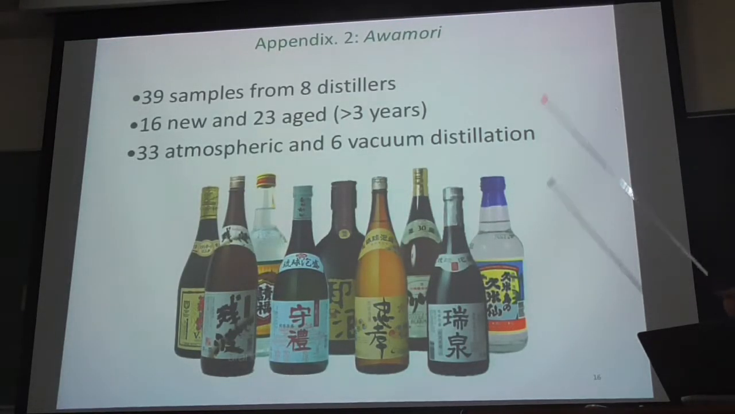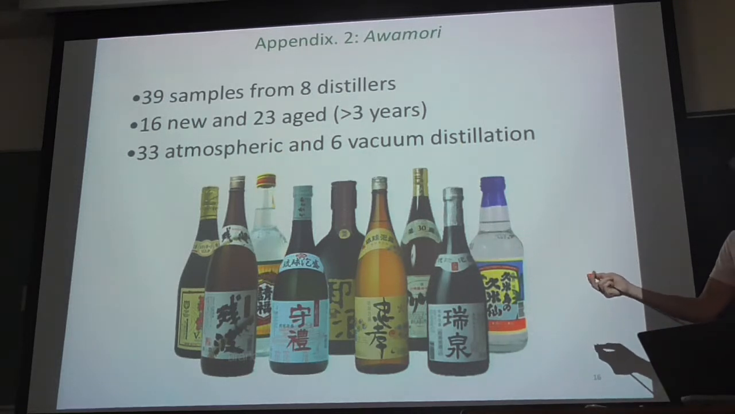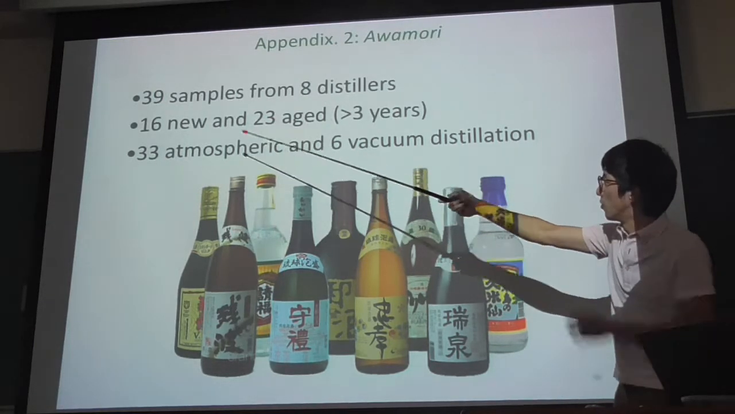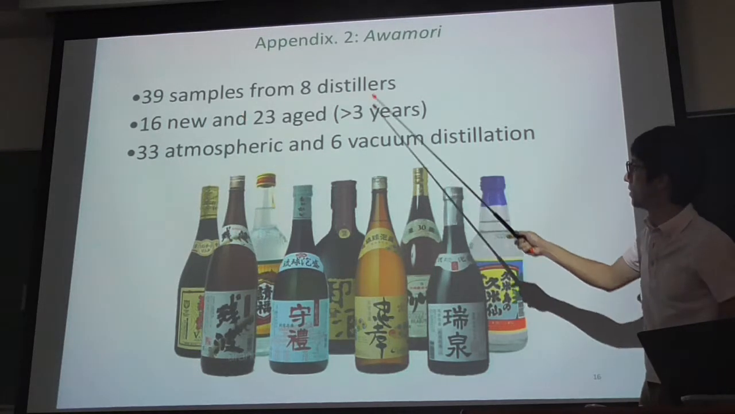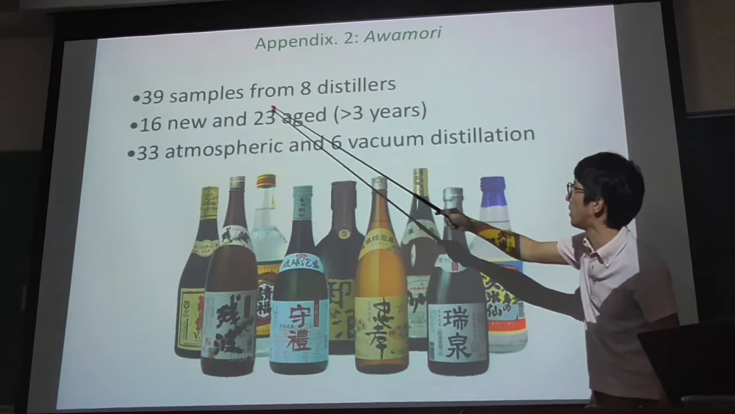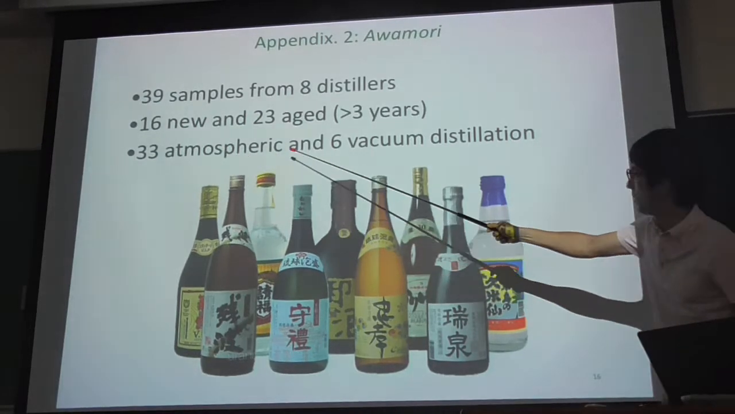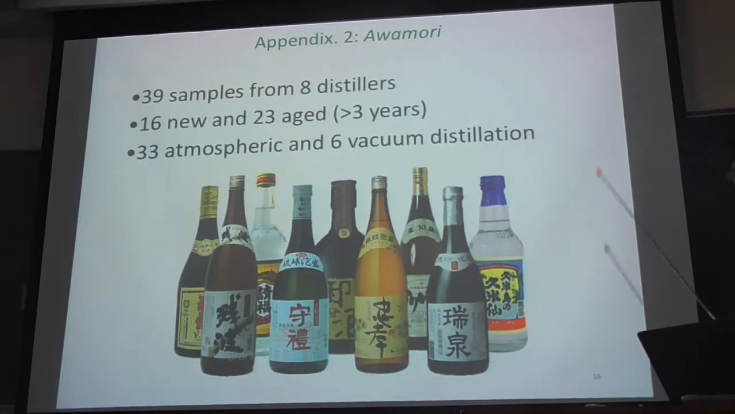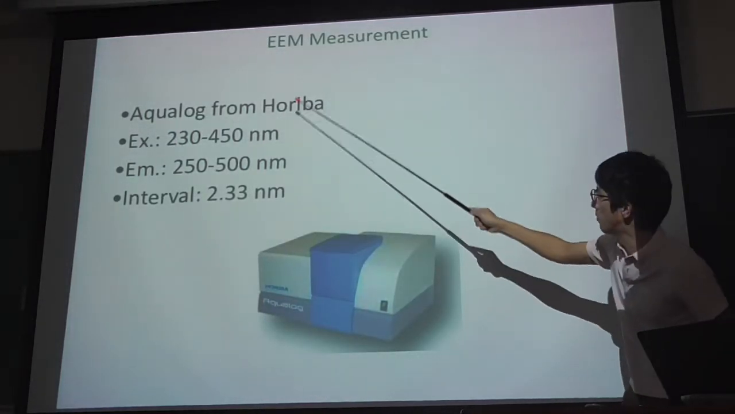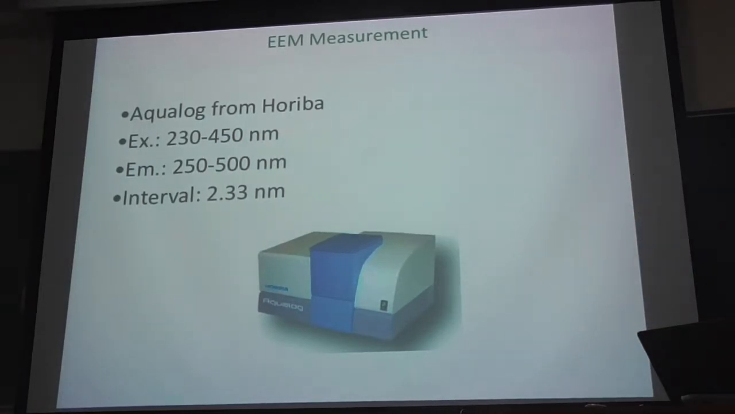And this is one story, and then I prepared another example. This is for Awamori. Awamori is a spirit in Okinawa, and we used 39 samples from 8 districts, of which 16 are new and 23 are aged, and of which 33 are atmospheric and 6 are vacuum distillation. And we used EEM measurement. We measured EEM using this equipment, Aqualog from Horiba.